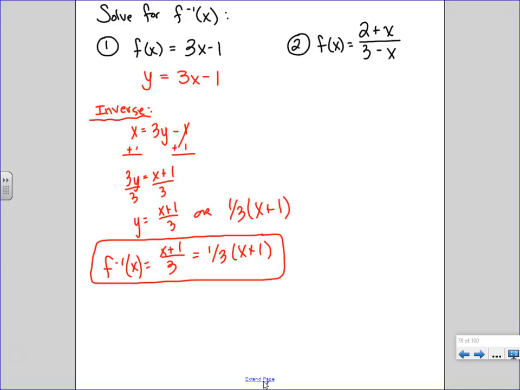Okay, give you a second. All right, go ahead. If you weren't able or if you got stuck, go ahead and try the second one. Sad thing is, I think the second one's a little bit harder. My hint: after you switch x with y, or make the x's into y's and the y into an x, multiply by 3 minus y.